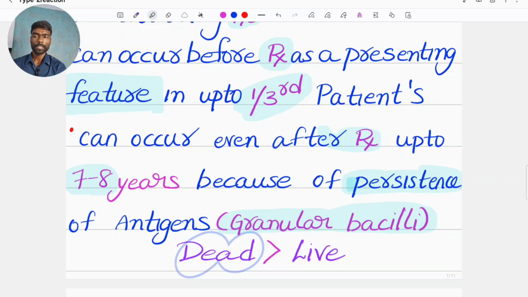Granular or fragmented bacilli represent dead bacilli. Reactions in response to antigens from dead bacilli are more severe than those to live bacillary antigens.